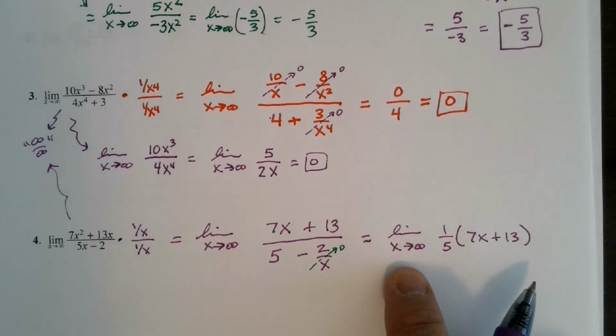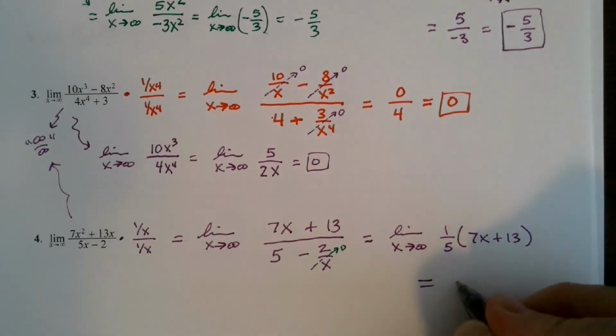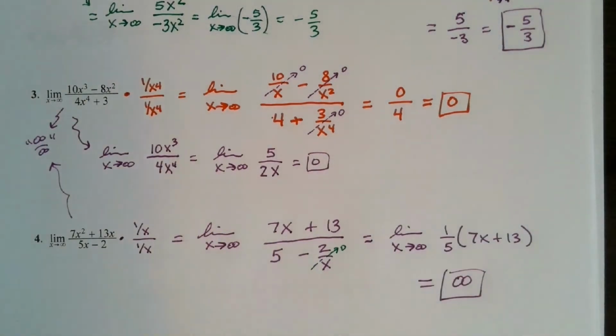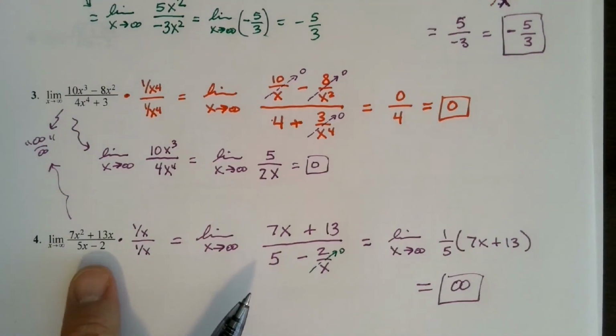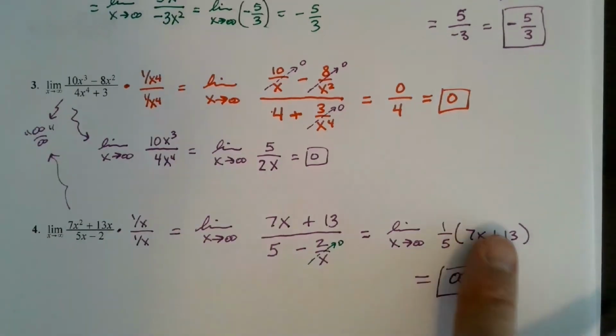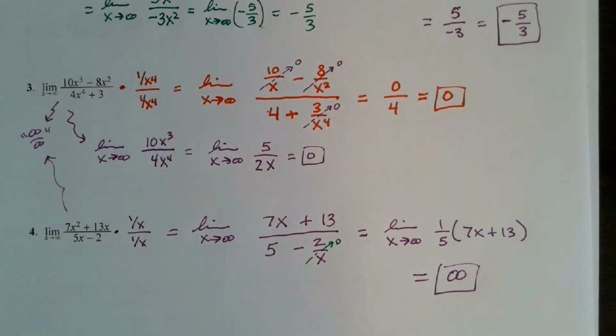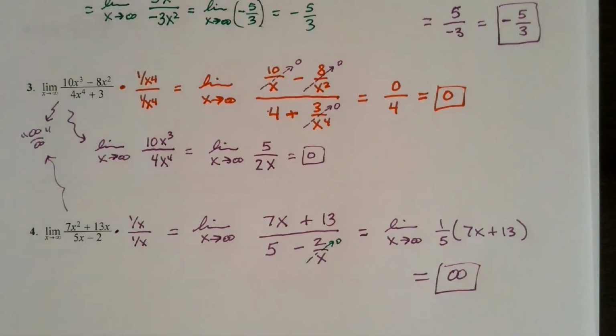As x goes to infinity, what's going to happen? That's just going to go to infinity, right? It's just a line, right? In this case, this function doesn't have a horizontal asymptote, it actually has a slant asymptote. This line is the slant asymptote for that function.